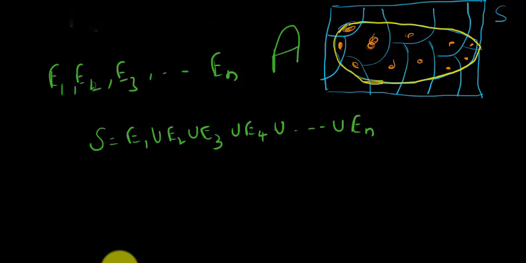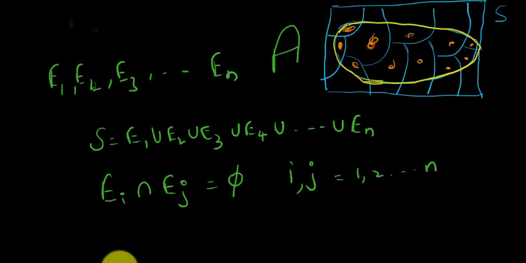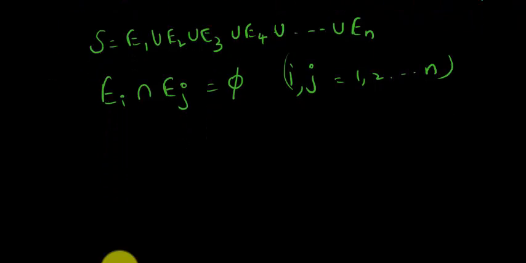Correct? Now I also know that I can pick up any two events from this particular set and take an intersection of it. Let's say Ei, Ej, the intersection of it is always going to be a null set, where i, j is equal to 1, 2 till n, any one of these events. That's what this means.